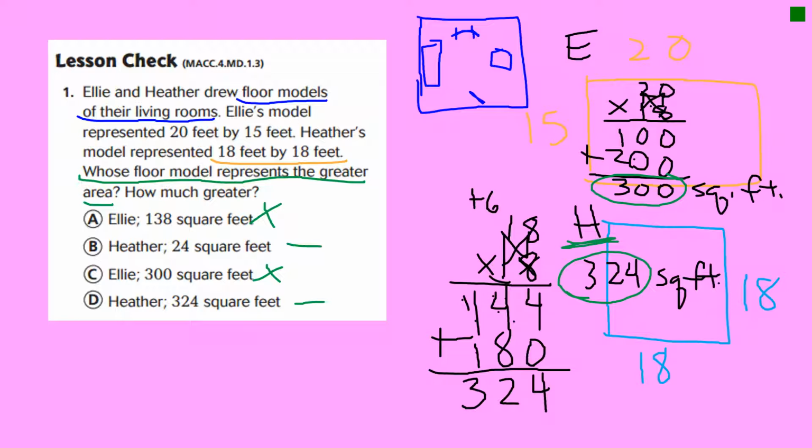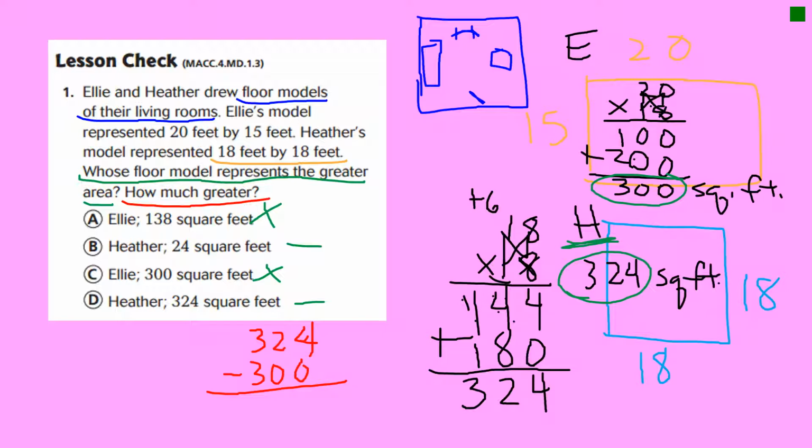Well, I better go back and reread the second question. How much greater is the second question? Does the second question say, what is the area of Heather's living room? No, it doesn't. It says, how much greater is Heather's living room? They want to know the difference between Heather's and Ellie's living room. So how do we find the difference between them? 324 minus 300. We subtract the two areas.